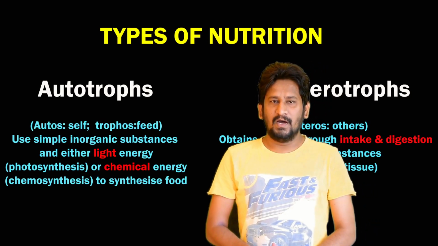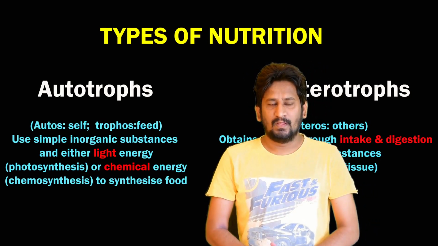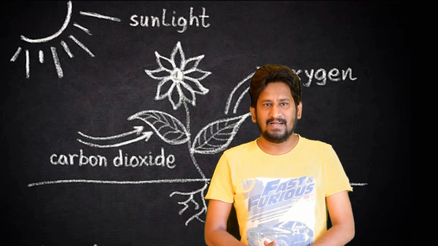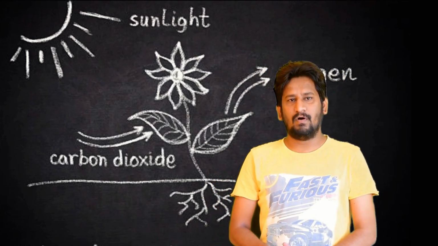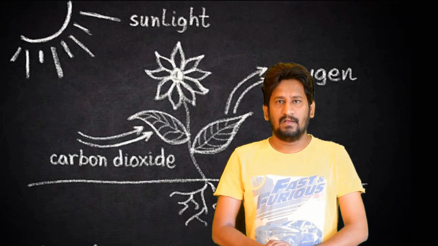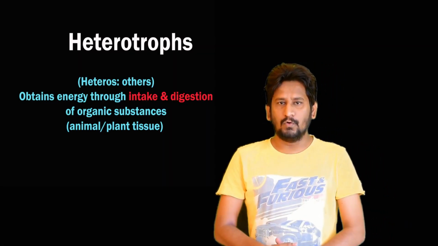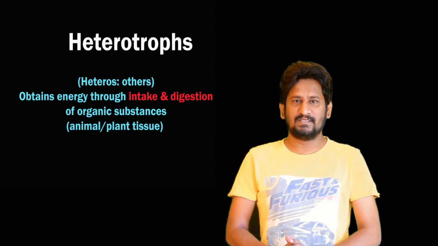Dear friends, you know that all living organisms require food. Plants can synthesize food for themselves, but animals cannot. That's why plants are called autotrophs. Auto means self and tropos means nourishment. Plants can make their own food with the help of photosynthesis. Animals are dependent on others, so they are called heterotrophs. Heteros means others. Humans and animals are directly or indirectly dependent on plants.